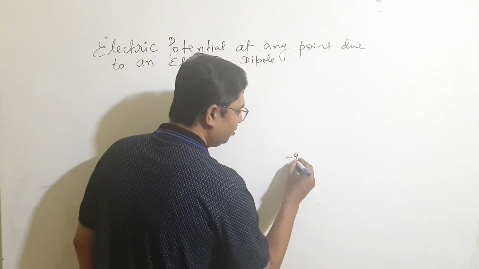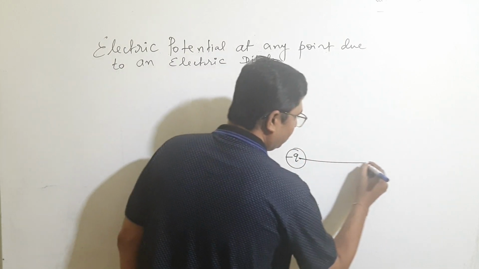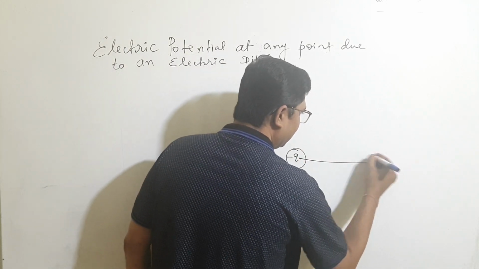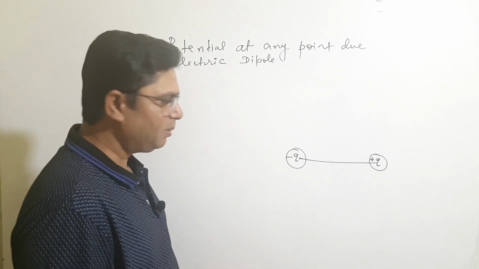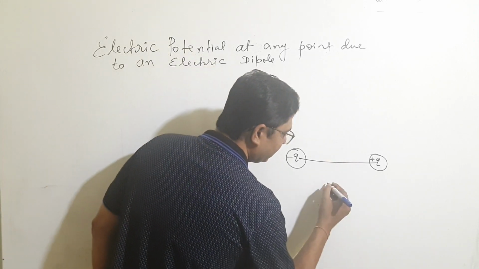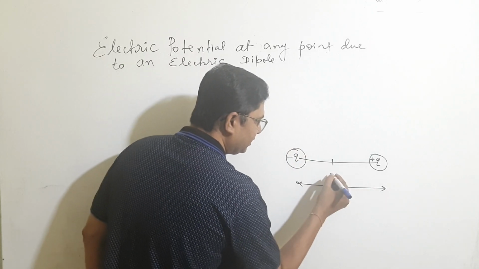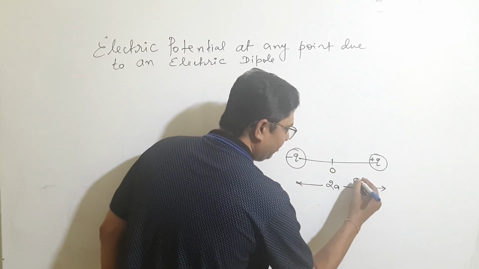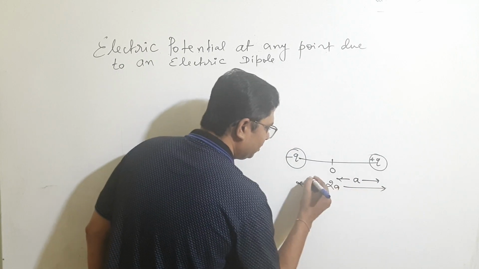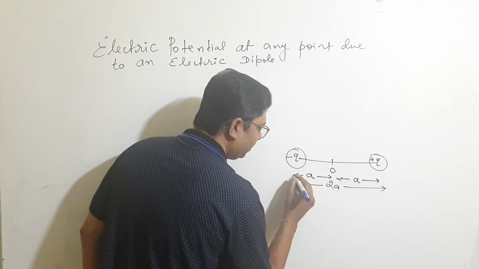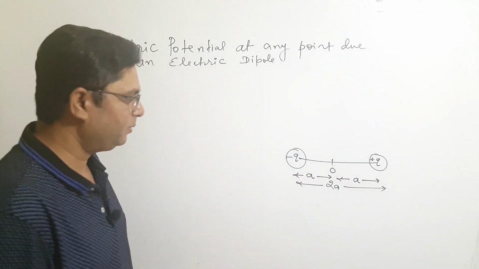Let minus q and plus q be the equal and opposite charges separated by a small distance. Let the distance be 2a. From the center O, this is A, and this will also be A. The sum of A plus A is 2A.